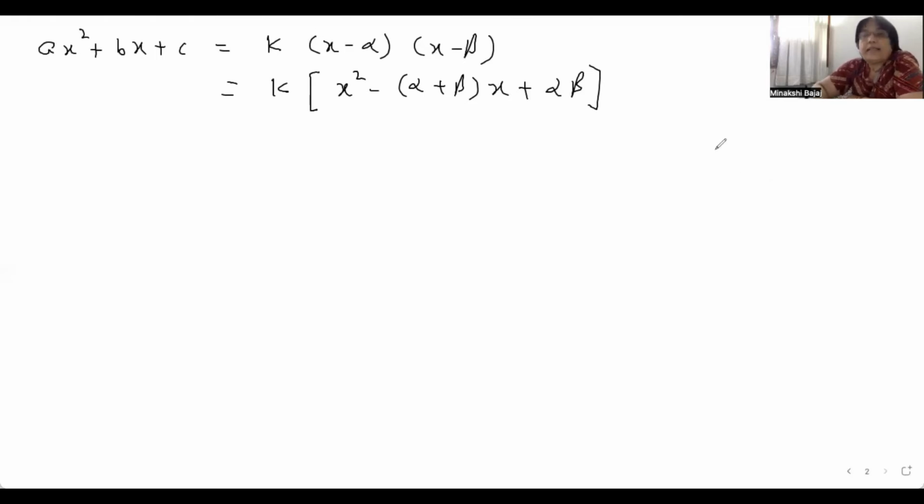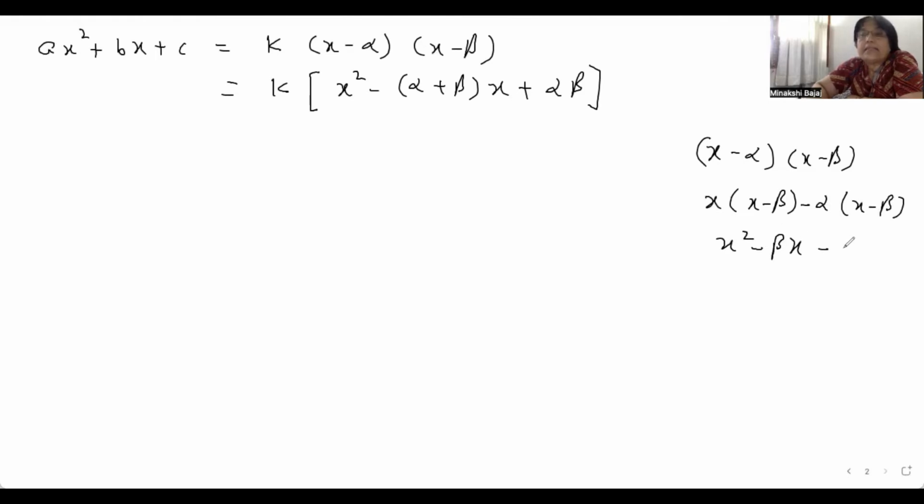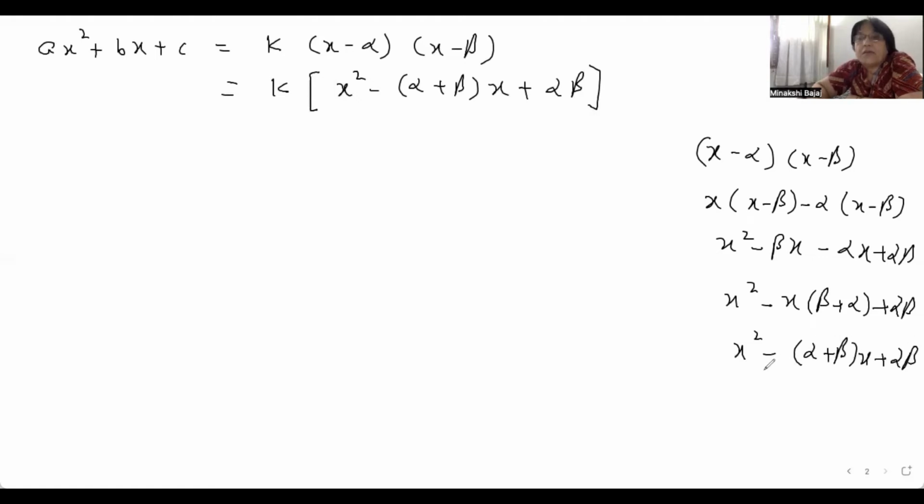Should I multiply these two brackets? Let me show it to you. x minus alpha, x minus beta. Multiply these two brackets: x into x minus beta, minus alpha into x minus beta. This is x square minus beta x minus alpha x plus alpha beta. Take x common: x square minus alpha plus beta x plus alpha beta. So I have written this here.